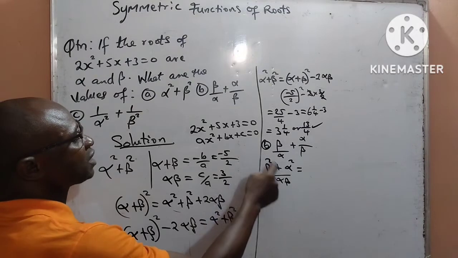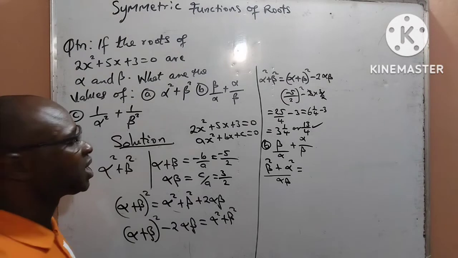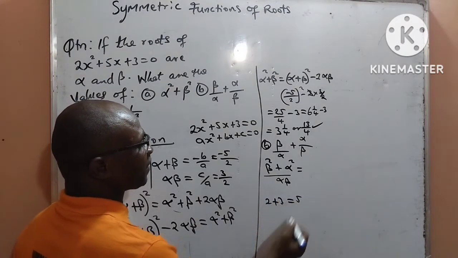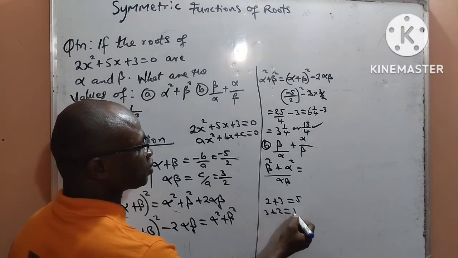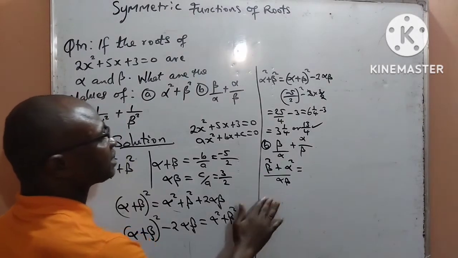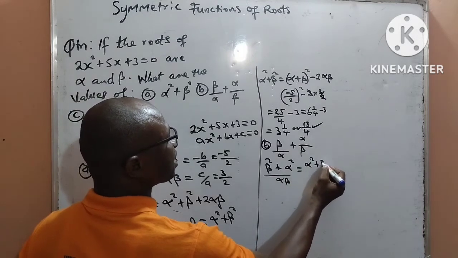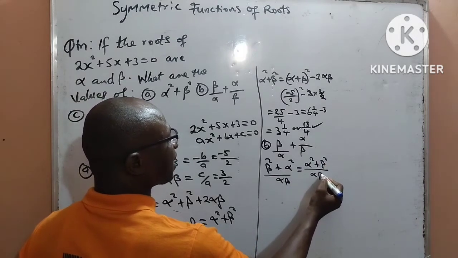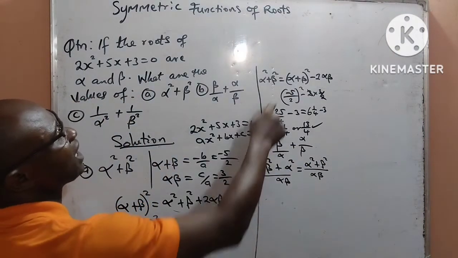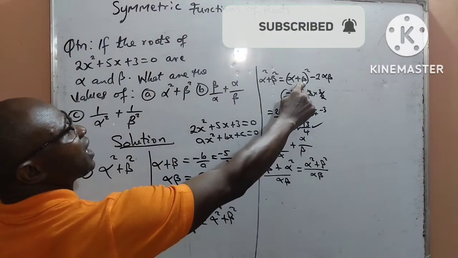Therefore, beta squared plus alpha squared is the same thing as alpha squared plus beta squared, because addition is commutative. Alright? Meaning that 2 plus 3 is equal to 5, and also 3 plus 2 is also equal to 5. So that is the commutativity of addition, implying that I can now write this as alpha squared plus beta squared all over alpha beta. Now, we have already simplified something like this, and the result we got for alpha squared plus beta squared is what we have here written.